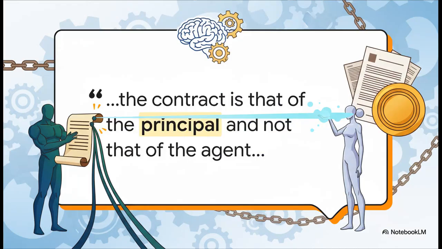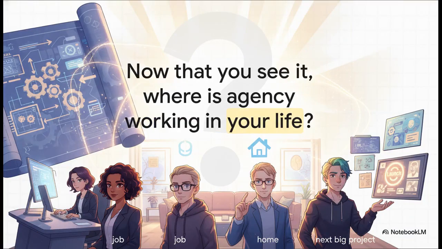And really, this whole concept is summed up perfectly in this quote from a classic case. When an agent makes a contract, it legally belongs to the principal. The agent is just the messenger, the one making the move. But the consequences, the good and the bad, they land right on the principal's shoulders. And that is both the power and the risk of agency. So I want to leave you with this thought. Now that you know what to look for, where is this invisible framework of agency at work in your life? At your job, at home, maybe in your next big project? Once you start looking for it, you'll start seeing it absolutely everywhere.